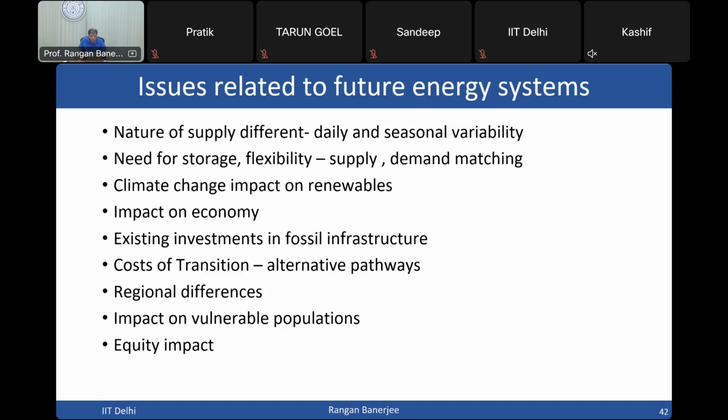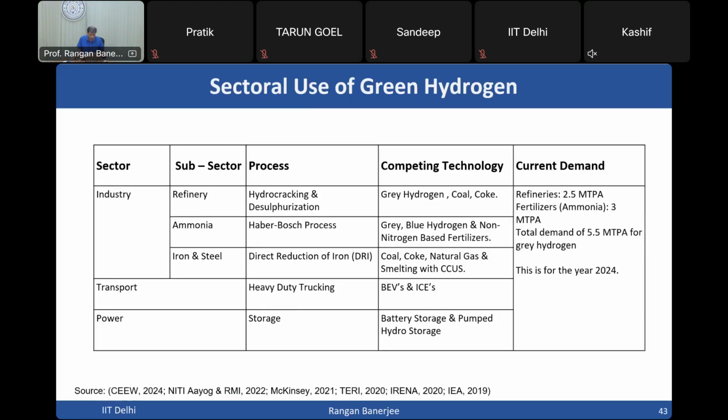And so as we look at the future energy system, we have also discussed this. Because of the nature of changes in our energy supply system and the fact that there is going to be daily and seasonal variability, there's going to be a need for flexibility and storage. And then also we are seeing climate change impact on renewables, there's impact on the economy, and we need to also look at what happens to the existing fossil infrastructure. We need to assess the costs of transition, and then regional differences, impact on vulnerable populations, and equity impact.